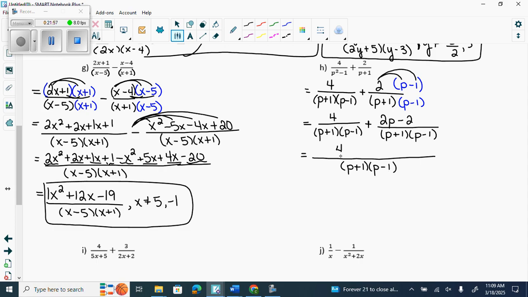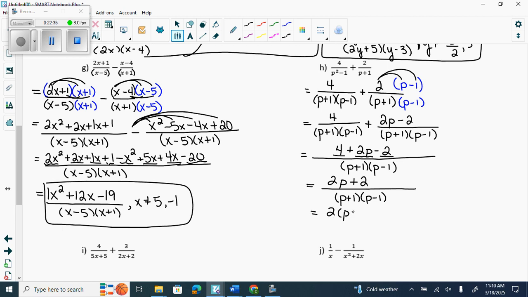And then I get 4 plus 2p minus 2. Then what do we do? Starts with a C. Rhymes with collect. Collect like terms. 2 p's, there are no more p's. And then 4 nothings minus 2 nothings is plus 2. Is there anything I can still do to that numerator? Yeah, you can take a 2 out.